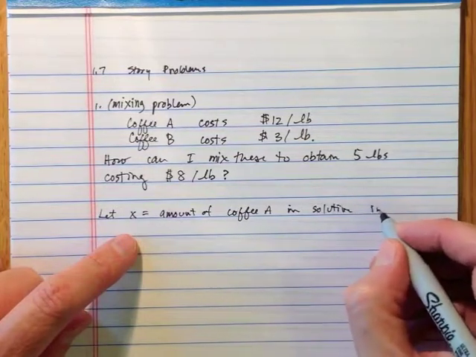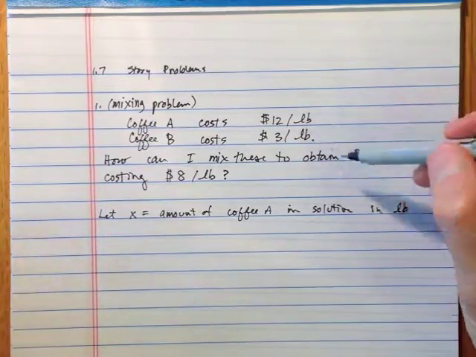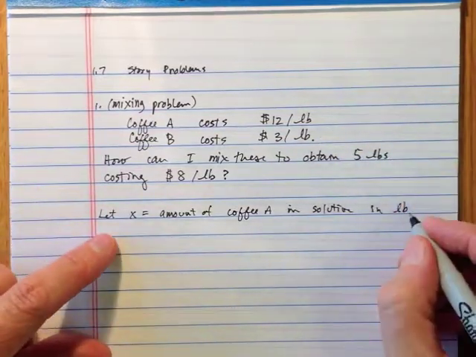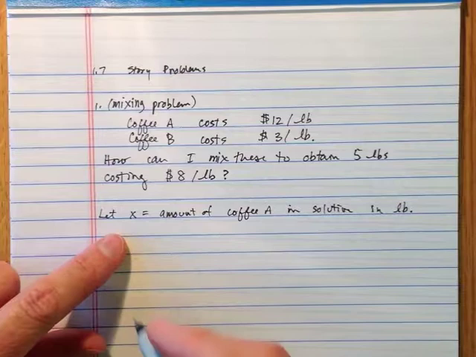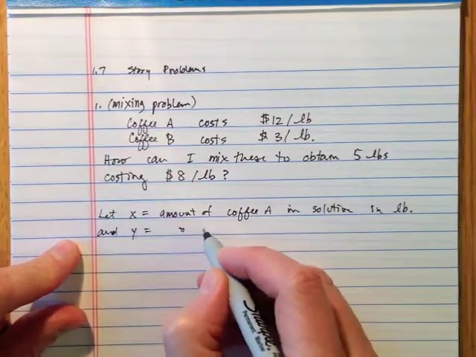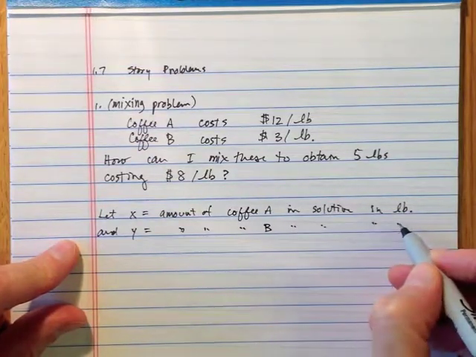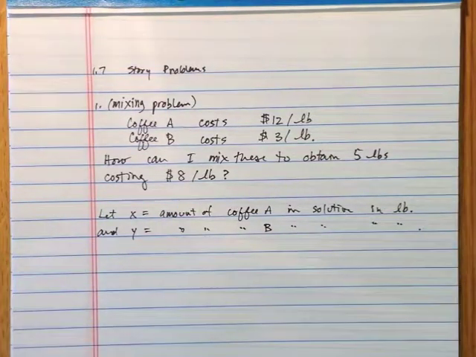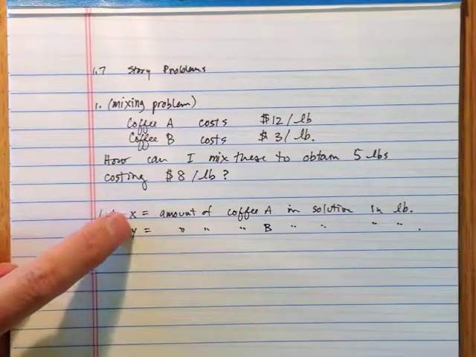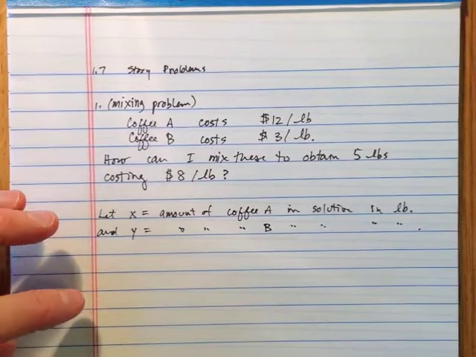And while I'm at it, it's good to specify the units, measured in pounds, obviously. I don't want to measure it in kilos, right? I mean, everything is in pounds up here. But let's measure the units. I'm measuring it in pounds. And let's let y be the amount of Coffee B in my solution, also measured in pounds. The trick is to come up with, well, now I've got two variables, to come up with two equations so that I can solve for these two variables.